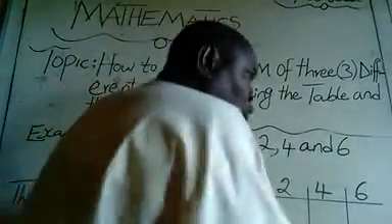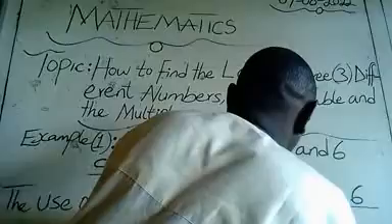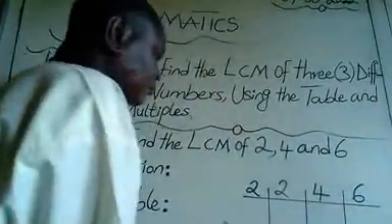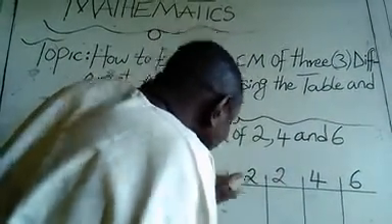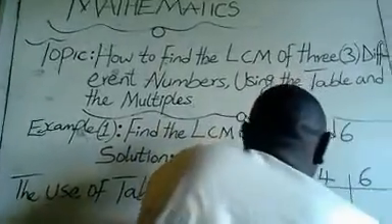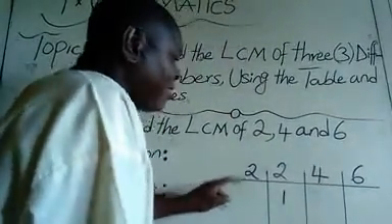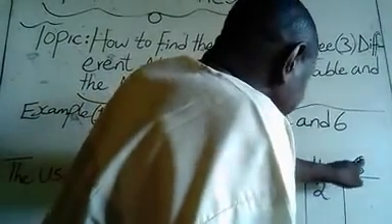What factor is that? Let me use 2. This 2 divided by this 2, the answer is 1. 4 divided by 2, the answer is 2. 6 divided by 2, the answer is 3. Alright? Okay.